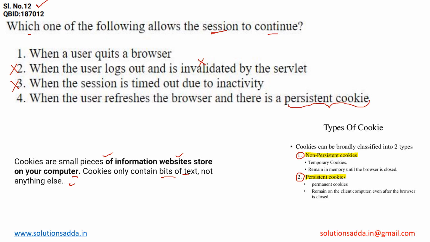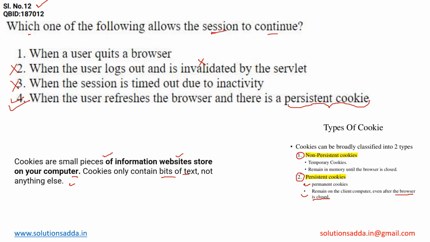Persistent cookies are permanent cookies which remain on the client computer even after the browser is closed. Here you can observe that even if the browser is closed, you can again get your session back because the information related to that session is already stored in the persistent cookie. So the correct answer for this question will be option number 4. When a user refreshes the browser and there is a persistent cookie, yes, the information related to that session is stored in the persistent cookie.